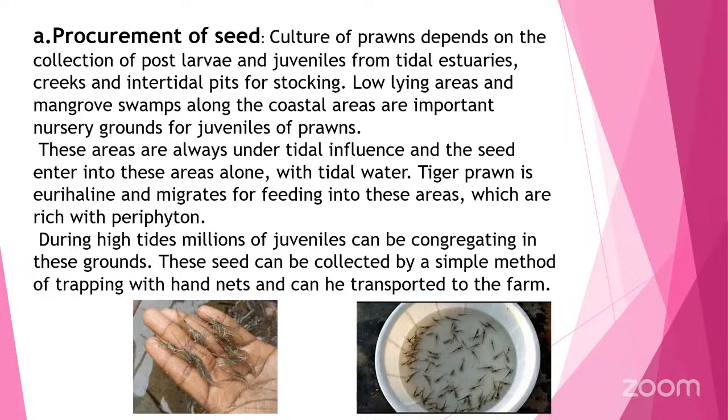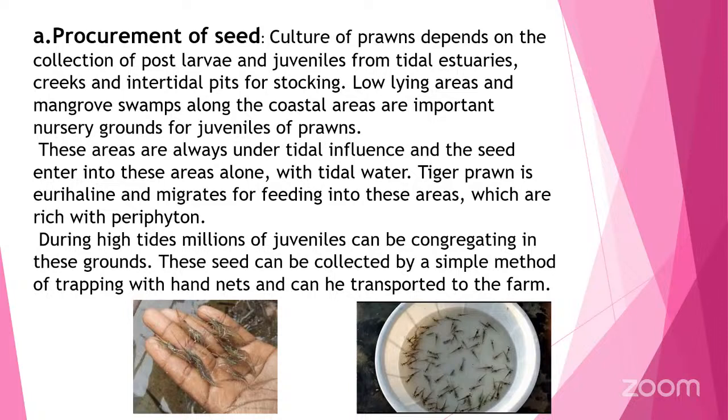Low-lying areas and mangrove swamps along the coastal areas are important nursery grounds for juveniles of prawns. These areas are always under tidal influence, and the seed enter into these areas along with tidal water. Tiger prawn is euryhaline and migrates for feeding into these areas, which are rich with periphyton.